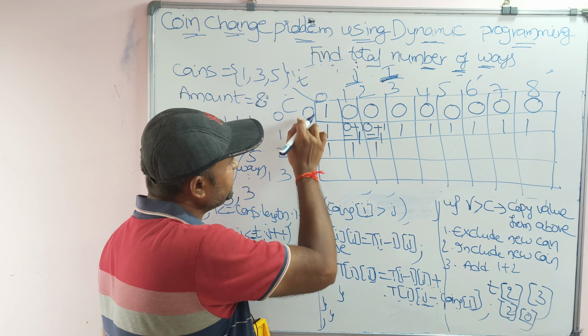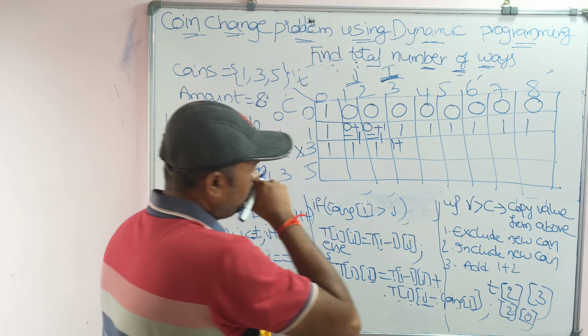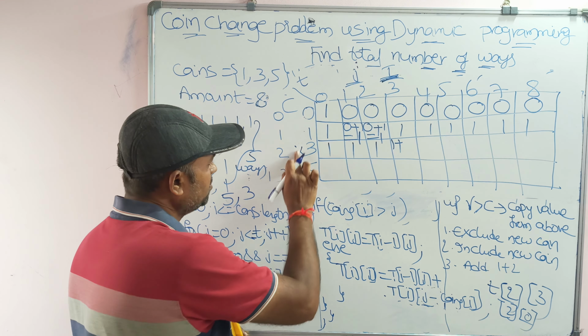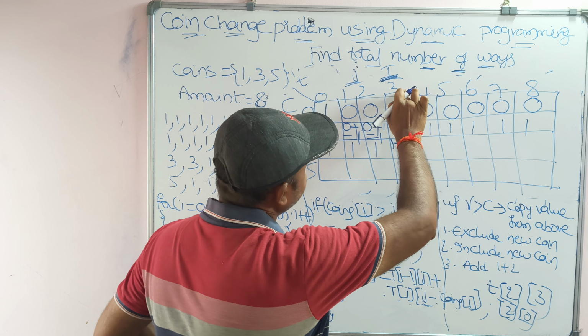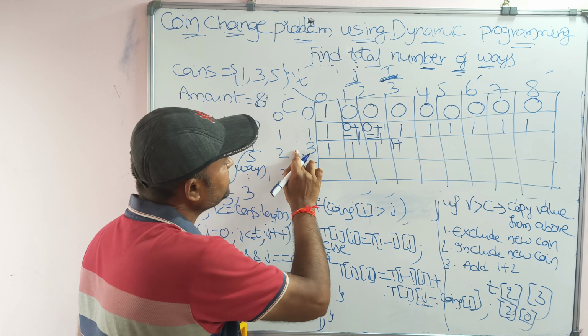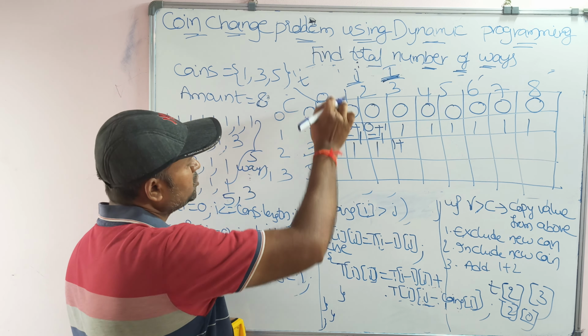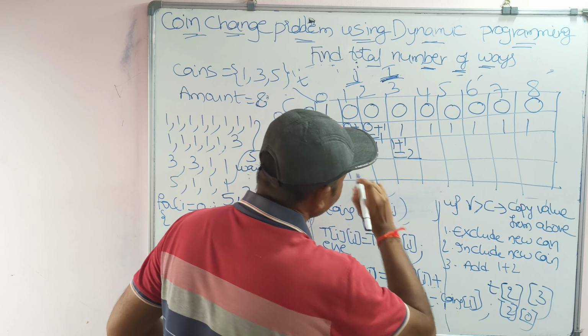So now we have to consider 0 and 1. So what is the previous above cell value? 1. So 1 plus. What is the second rule? Include the new coin. That means we have to consider this column number, this total. 3 minus 3. 3 minus 3 means 0. So in the same row, 0 is arranged in one way. So 1 plus 1 means 2.